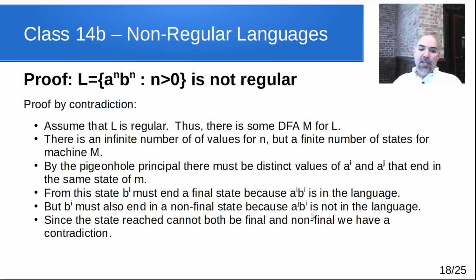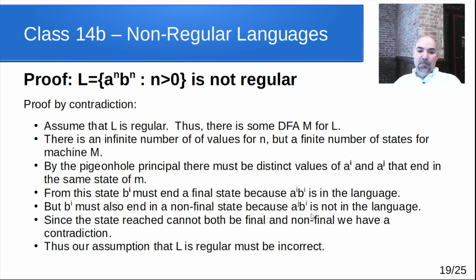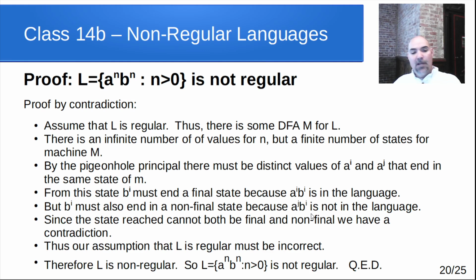And since the state reached cannot be both final and non-final at the same time, we now have a contradiction. That's impossible, to have a state that we ended up in that was both final and non-final at the same time. So therefore, our assumption that L is regular has to be incorrect. And because that assumption has to be incorrect, L has to be non-regular, which means that, to summarize, the language a to the n, b to the n, where n is greater than 0, cannot be a regular language. We can never make a DFA for that.